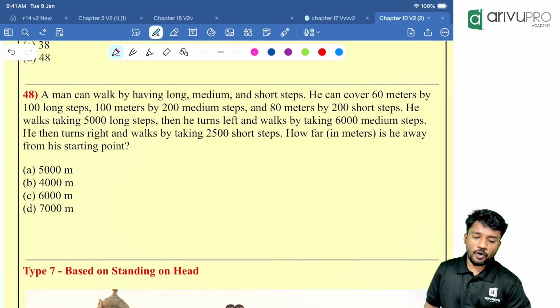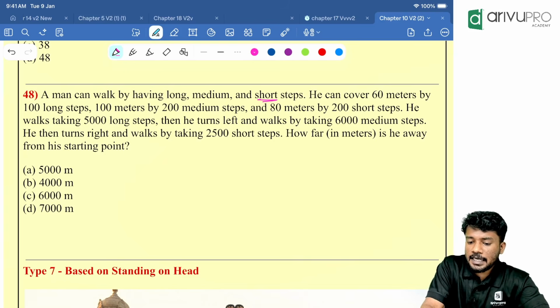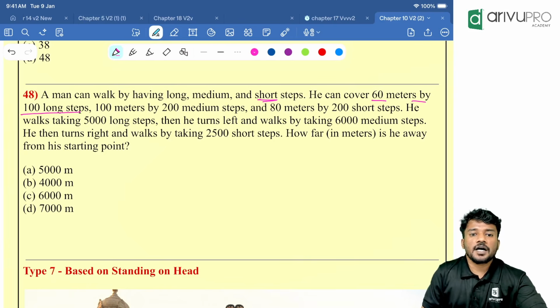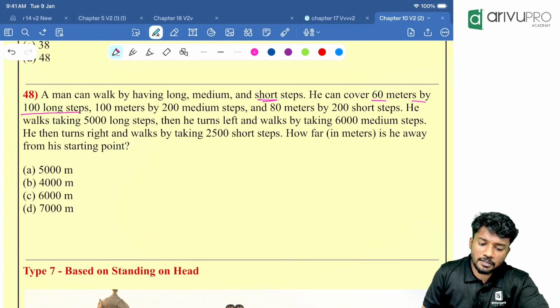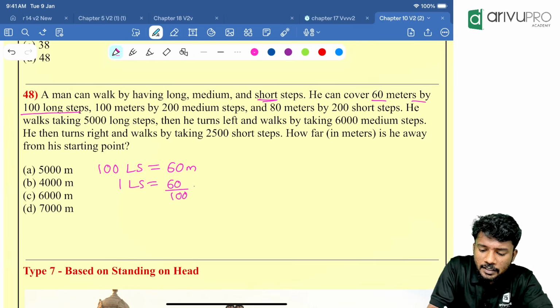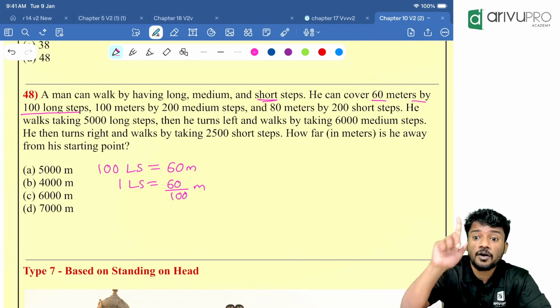A man can walk by having long steps, medium steps, and short steps. He can cover 60 meter by walking 100 long steps. I will write here. 100 long steps is equal to how many meter? 60 meter. Then 1 long step is equal to how many meter then? 60 divided by 100 meter is 1 long step. That is the distance he can travel with 1 long step.